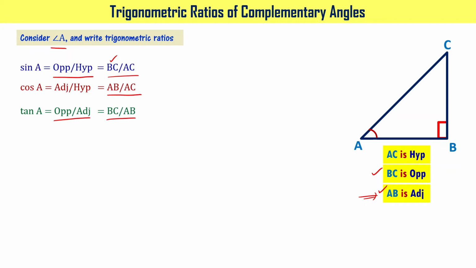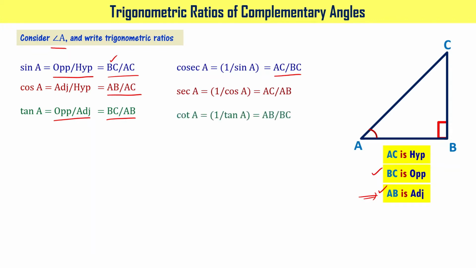Now, with the help of these three trigonometric ratios, we can write three more trigonometric ratios which are multiplicative inverses of these. Cosec A can be written as 1 by sine A, that is AC by BC. And sec A is 1 by cos A, that is AC by AB. And cot A is 1 by tan A, that is AB by BC. Now we have trigonometric ratios written for angle A, which is one of the acute angles.